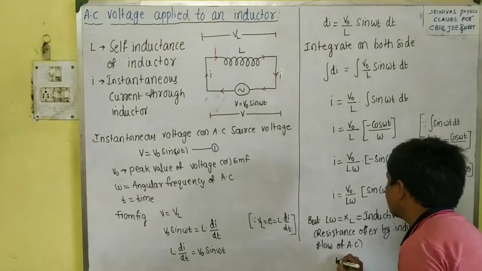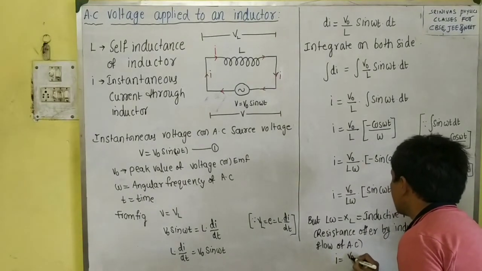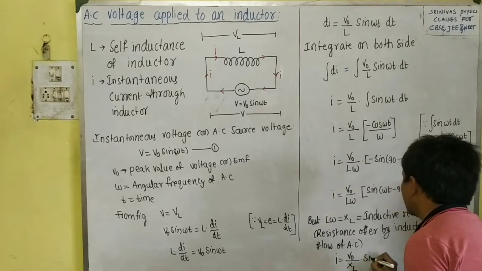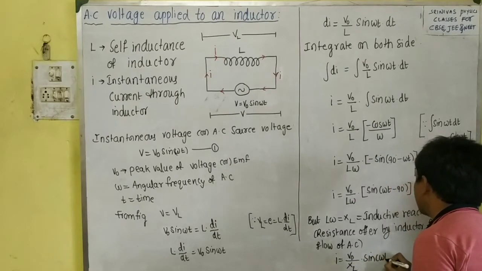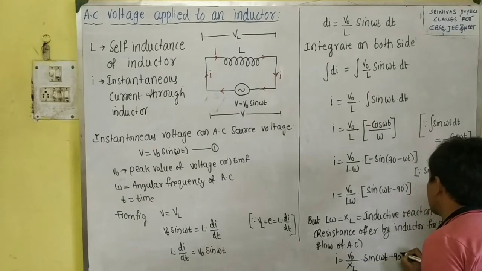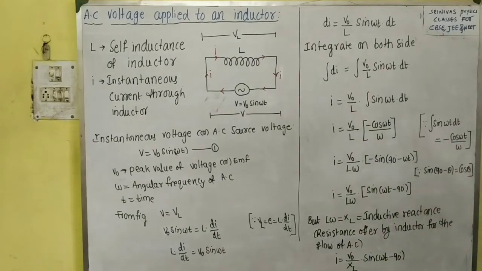Then we will get I is equal to V naught by XL into sin omega t minus 90. This V naught by XL we can consider as I naught. Then the final equation we get is I is equal to I naught sin omega t minus 90. This is the instantaneous current.